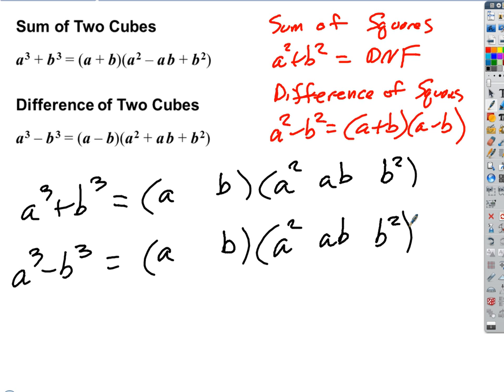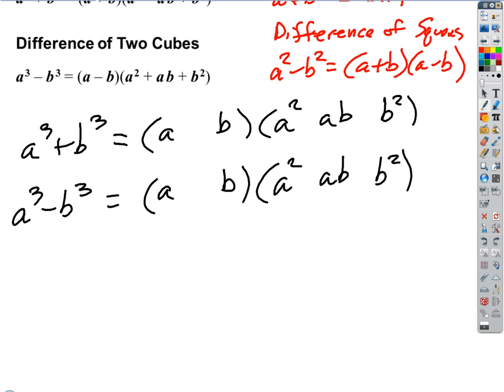Does that make sense? You see so far how this thing is built. We got a to the 1, b to the 1 in the first factor, second factor, a squared, ab, b squared. Now let's fill in the signs. Signs are also really simple.